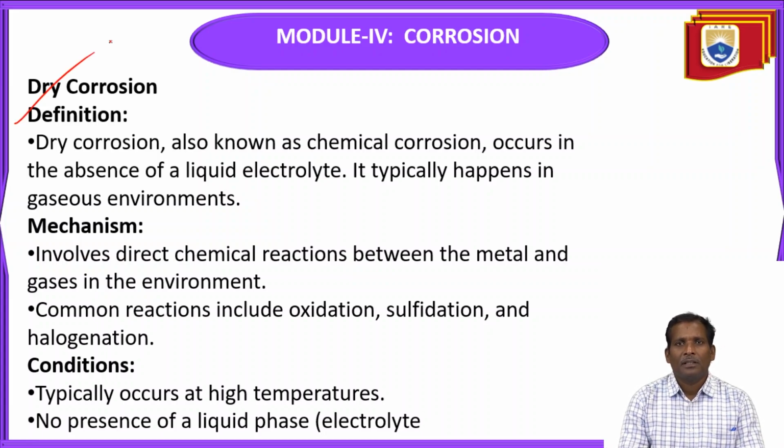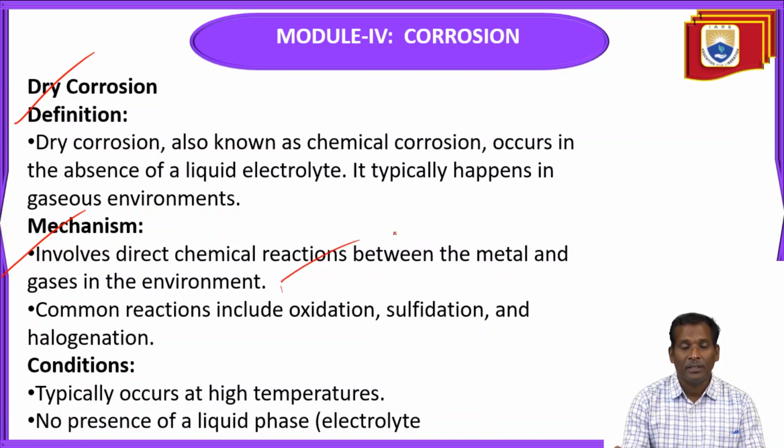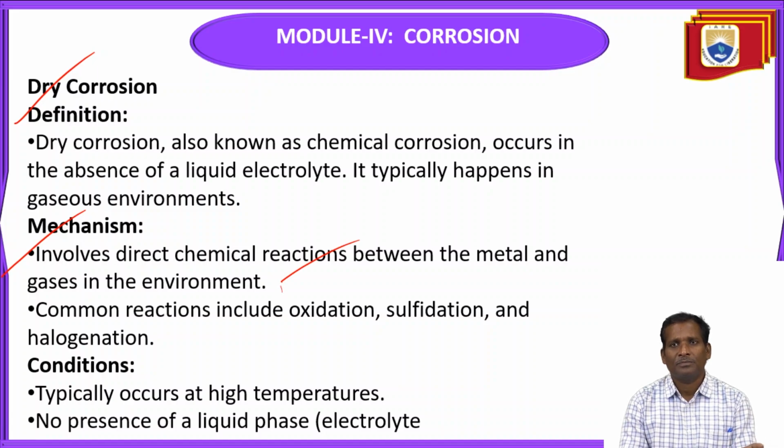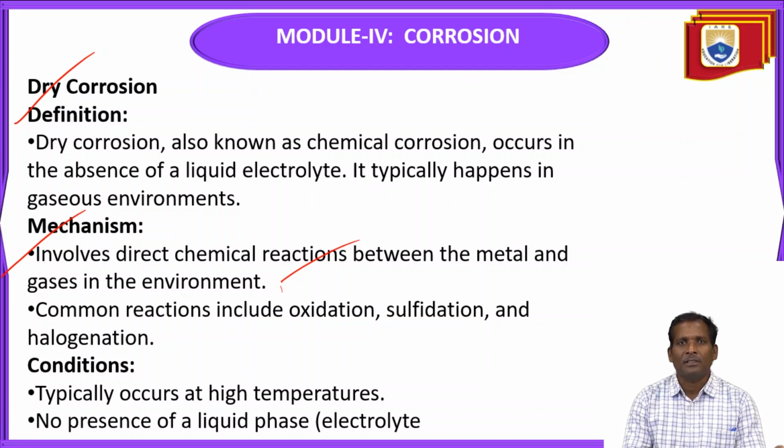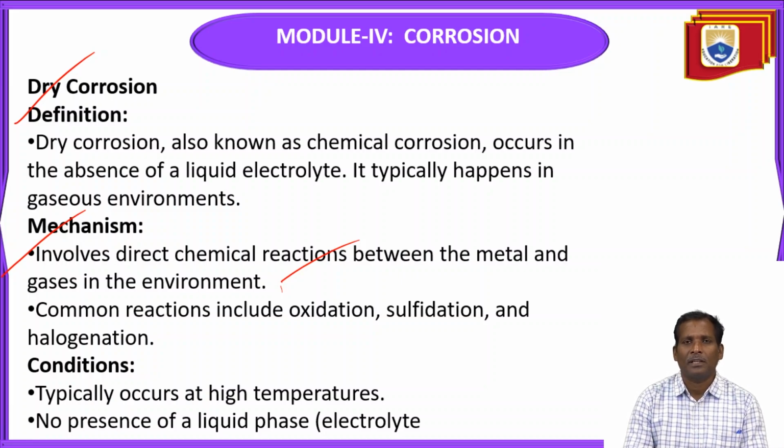As per definition, dry corrosion, also known as chemical corrosion, occurs in the absence of a liquid electrolyte. It typically happens in gaseous environments. The mechanism involves direct chemical reactions between the metal and gases in the environment. So dry corrosion is also known as chemical corrosion, and there is no need of a liquid electrolyte like water and other solutions. This type of corrosion happens in gaseous environments.